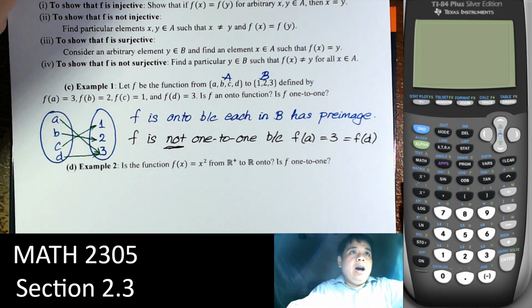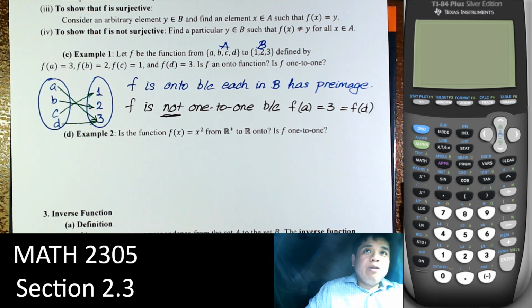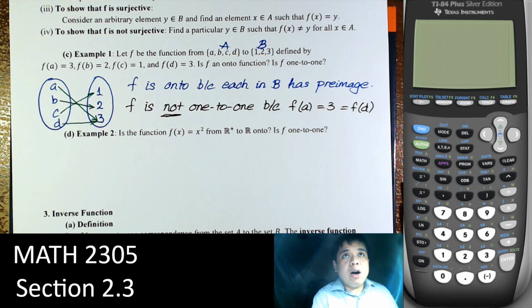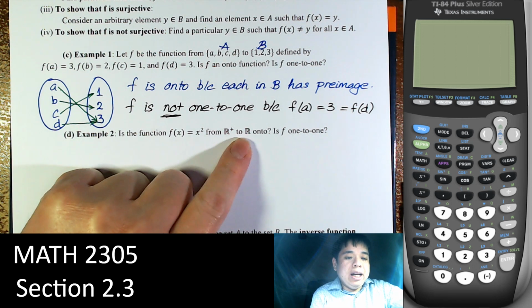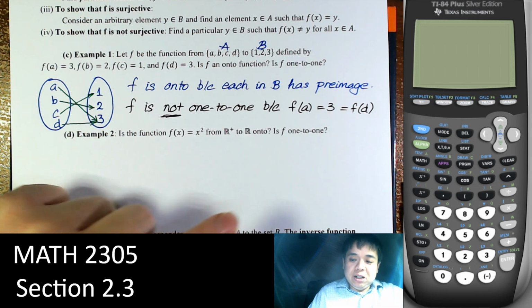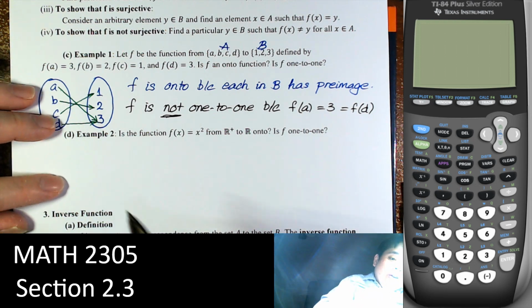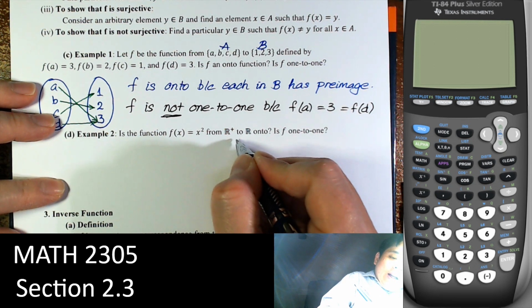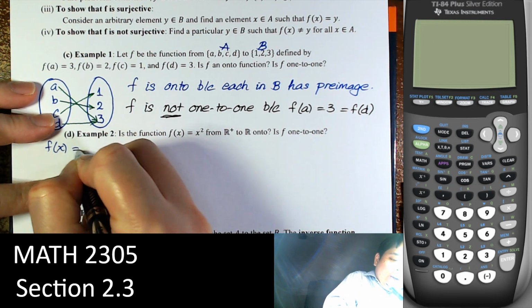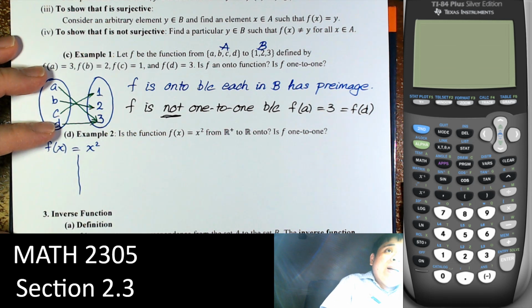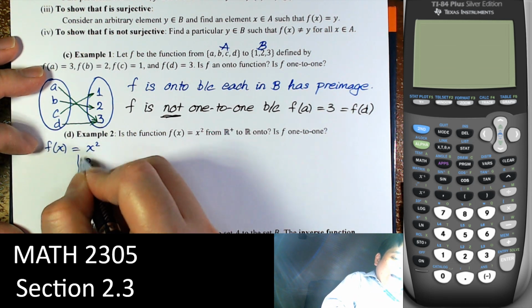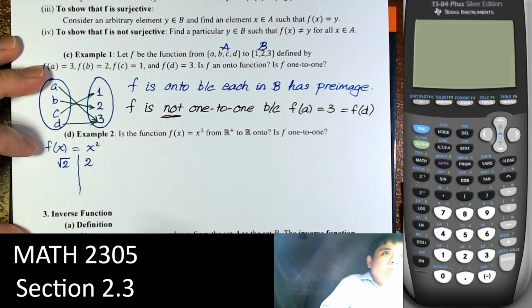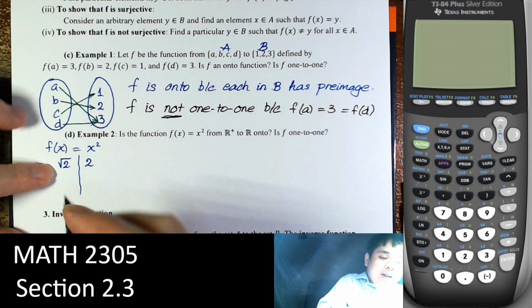Right. Next, we have f of x equals x squared from the set of positive real numbers to R. Is it onto? Is it 1 to 1? If it is onto, then every element in the second set has to have a pre-image. Let's say we make a table. If we have 2 for x squared, then before that we have to have the square root of 2. That's perfectly fine, right? So the square root of 2 gives us 2.